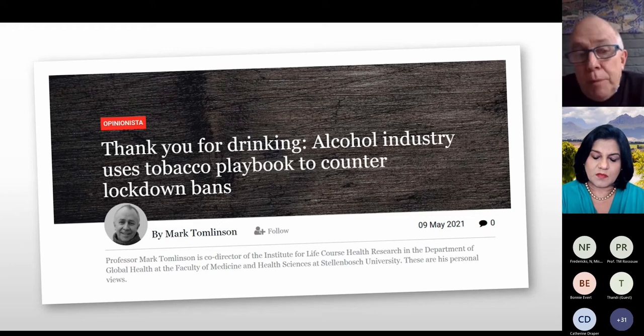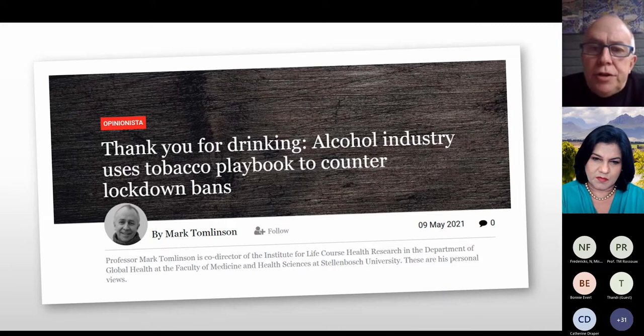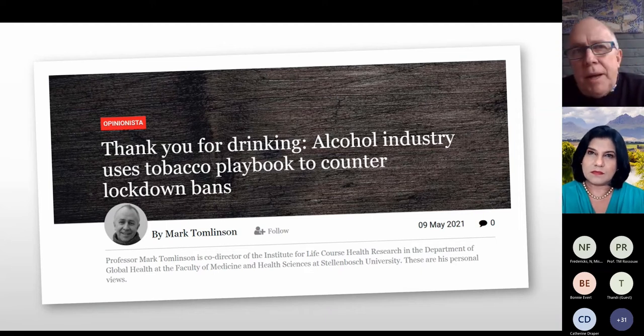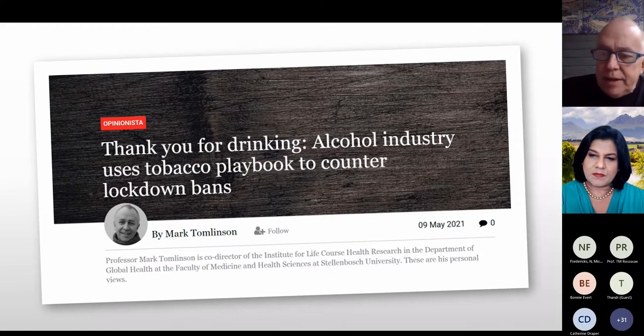And closer to home again, we all saw what happened during COVID, during the lockdown ban on alcohol, and I wrote this piece for the Daily Maverick around how the alcohol industry very cleverly used the very same playbook that the tobacco industry had used to counter lockdown bans, hiring scientists to query the science and a number of other things. I can send that if anybody's interested.